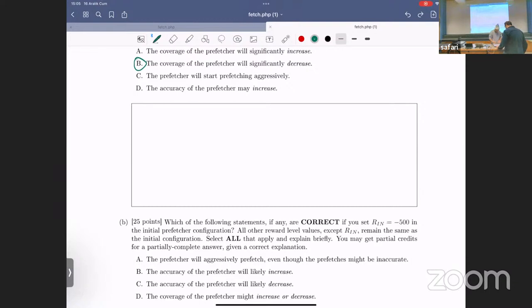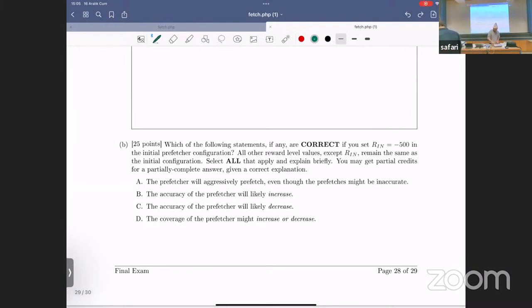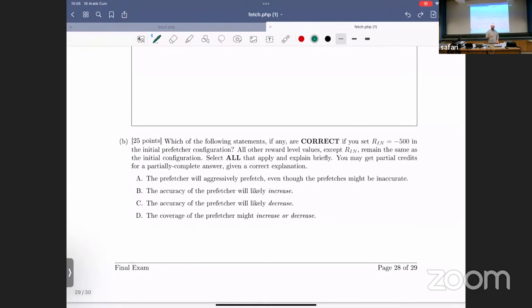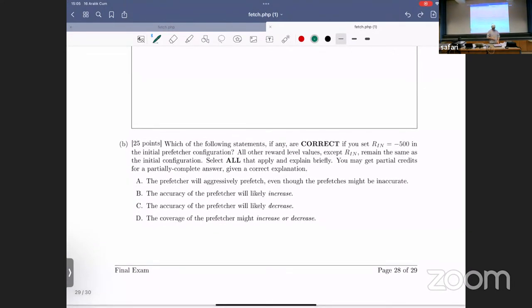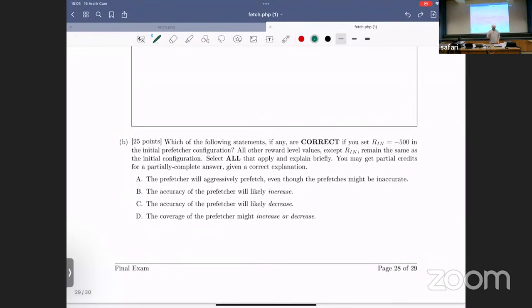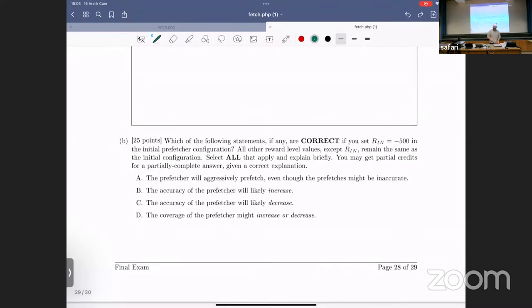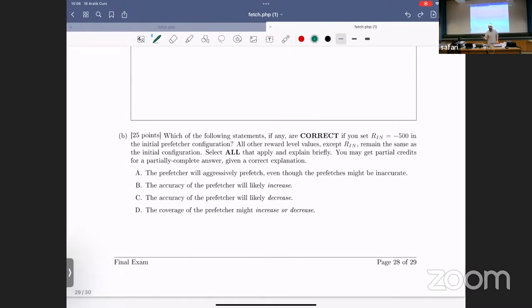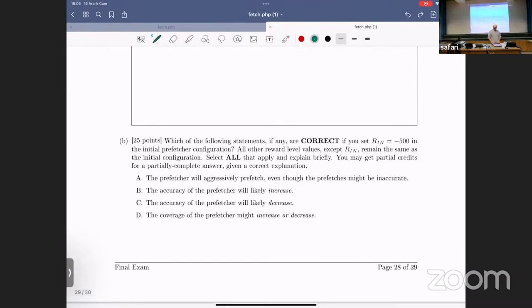But these questions are qualitative, so I will just tell you the answers, okay? Yeah. It's easy. So the accuracy of the prefetcher will likely decrease. No, because we punish the inaccurate prefetches. There's no way that the accuracy will decrease. And the third one, the coverage of the prefetcher might increase or decrease. Are we sure about this? No. So it's possible. There is a chance that the coverage might increase or decrease. If we punish inaccurate prefetches, probably the prefetcher will learn to prefetch more accurately, right? There is a chance that the coverage might increase based on that, or decrease. So again, the correct answers are B and D.